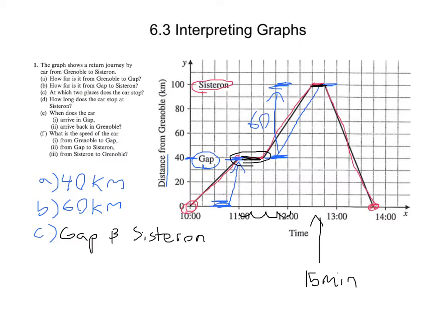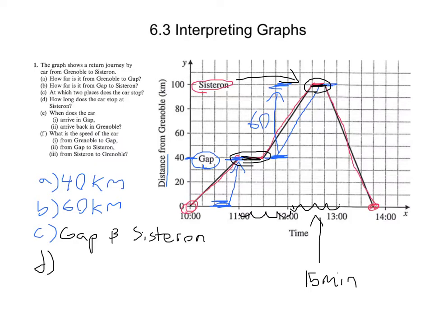Okay, D says, how long does it stop in Sisteron? That's this stop right here. Okay, how long was it flat for? How long did they not move up? They didn't move down. Stayed exactly the same 100 kilometers away. Okay, and that's 1 square, or, and we can see again from 12 to 1, it was 1, 2, 3, 4 squares.